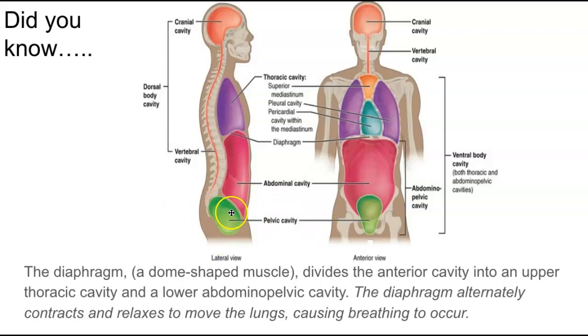And this is divided here. Your diaphragm rests here. So here are your lungs and your heart section, and then your diaphragm rests here and it rises up and down as it contracts and relaxes to aid in breathing.